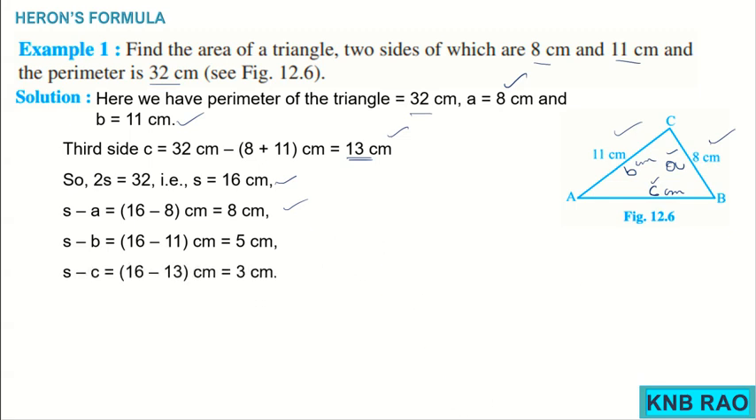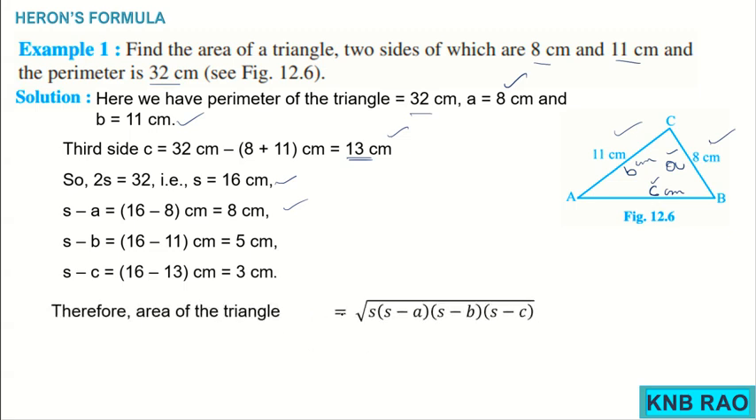Now Heron's formula gives us the area of this triangle: root under S into S minus A into S minus B into S minus C, where S is 16, S minus A is 8, S minus B is 5 and S minus C is 3. Root 16 gives you 4, root 8 can be written as 4 into 2, that root 4 gives 2, so 4 2s are 8, 8 into root under 5 3s are 15, 15 from here, 4 2s, that 2 will be left over, 15 2s are 30. So 8 root 30 centimeter square will be the area of it.